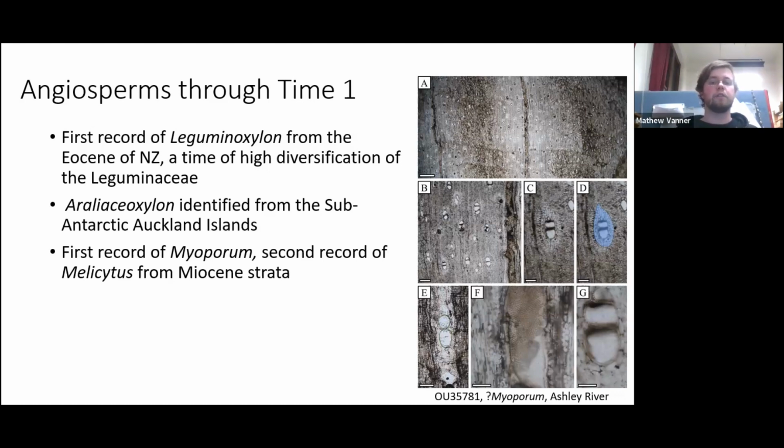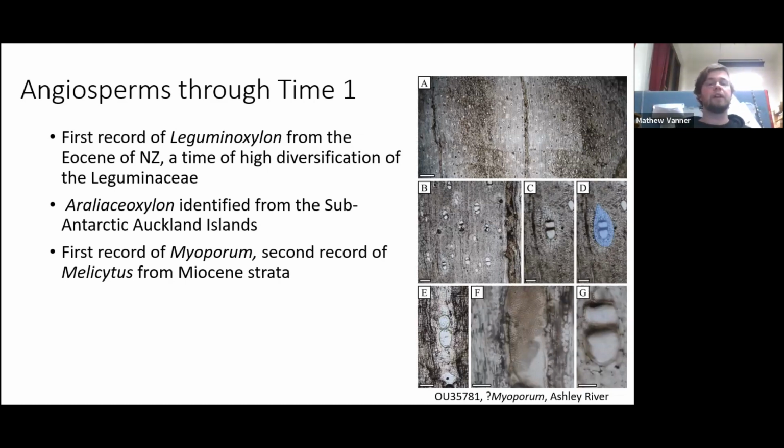The Araliaceae from the subantarctic Auckland Islands. Now, this material, Araliaceae lancewood, is actually alive on the Auckland Islands today. It's one of the only 3 tree-forming species on the islands today. So it's nice to know that we've probably had it there since at least the kind of late Miocene.